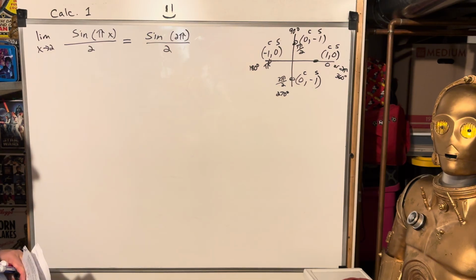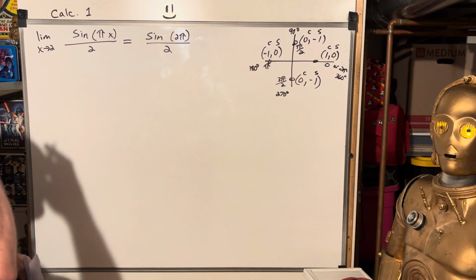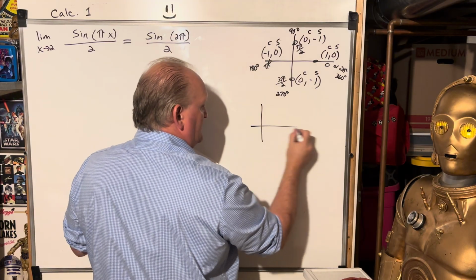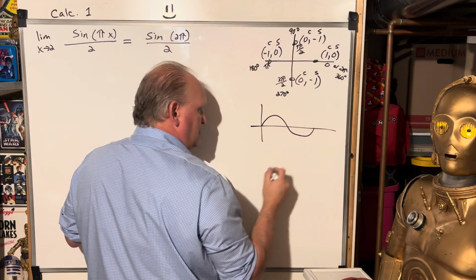So that's a way to memorize the quadrantal angles. You could also have this memorized with the sine curve. The sine curve is pretty easy. And so is the cosine curve.